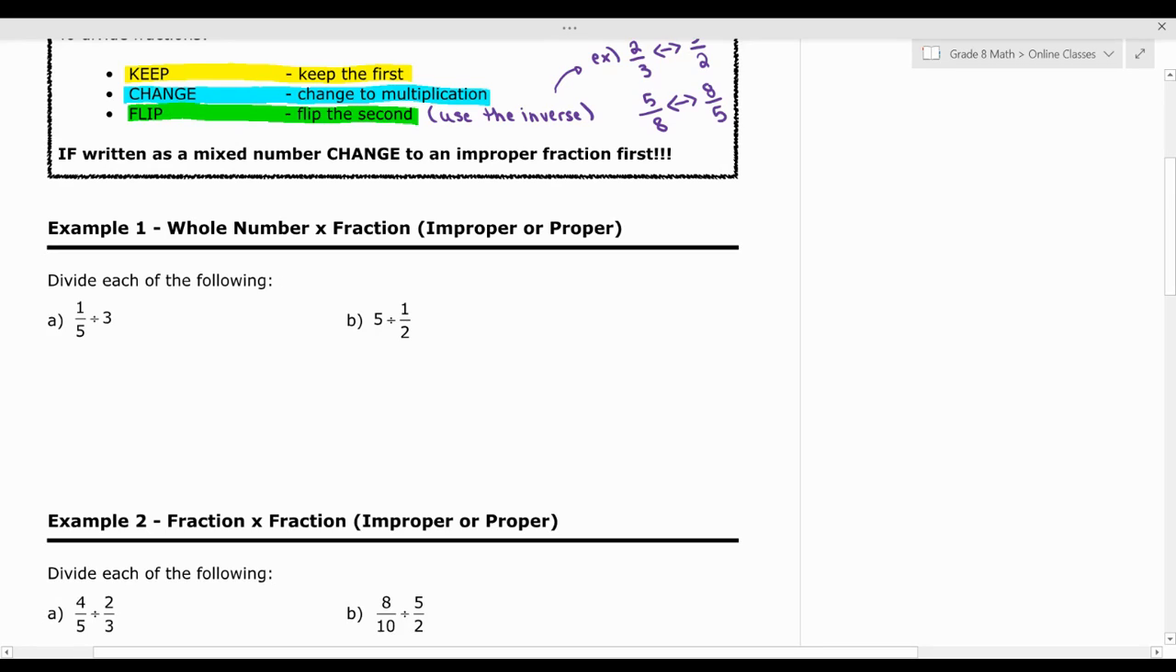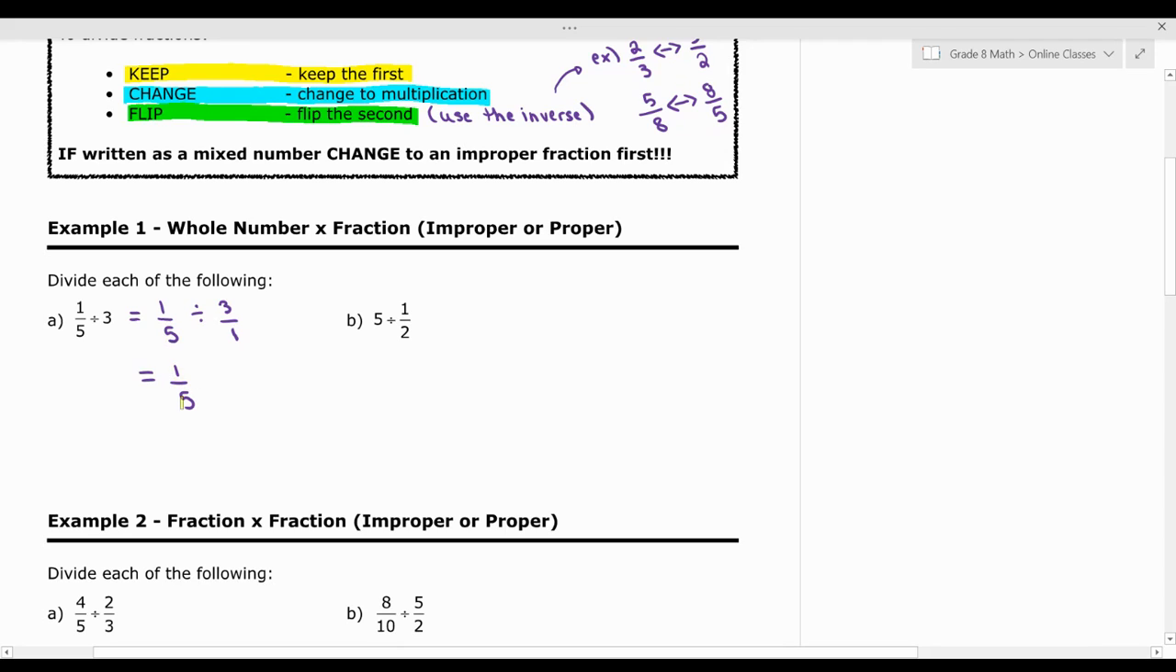So when I have 1/5, which is a proper fraction, divided by 3, which is a whole number, I find a lot of students prefer to just take a second and rewrite it. So that's 1/5 divided by 3/1. Again, if you don't need to do this, that's totally fine. My process tells you to keep the first, so 1/5 stays the same.